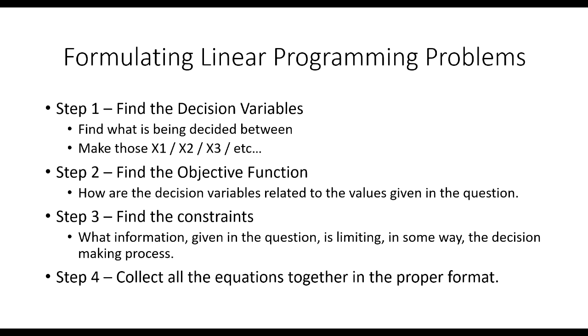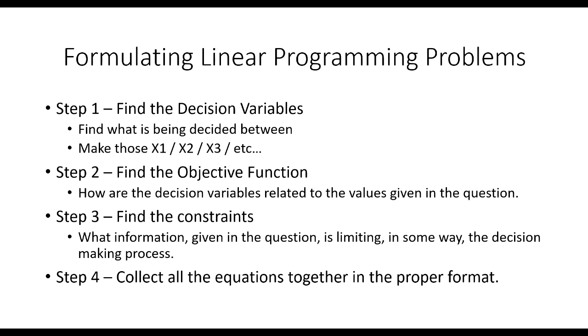When we're formulating linear programming problems, complex or simple, there are typically 4 steps that we want to follow. The first step, very simply, is finding the decision variables. What I mean by that is we want to find what is being decided upon. If we have a company that makes TVs and stereos, what we're deciding is how many TVs, how many stereos. Those become our decision variables.